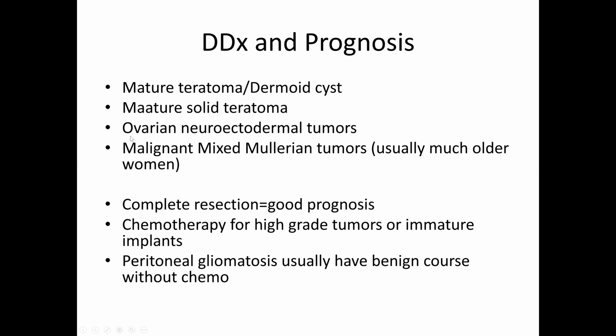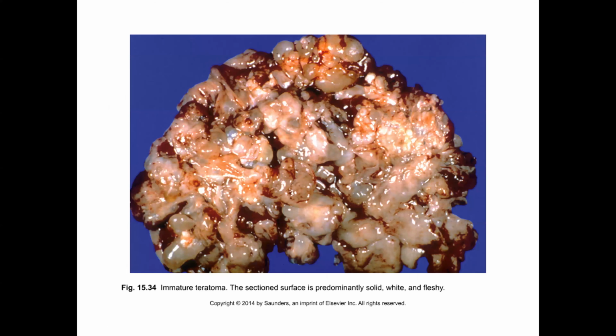Solid teratomas, ovarian neuroectodermal tumors, which can occur but are rare. Malignant mixed Mullerian tumor, but that usually is a much older age group. If we're able to achieve a complete resection, the patients generally will do well, and chemotherapy may be required for high-grade lesions, especially those with immature implants.